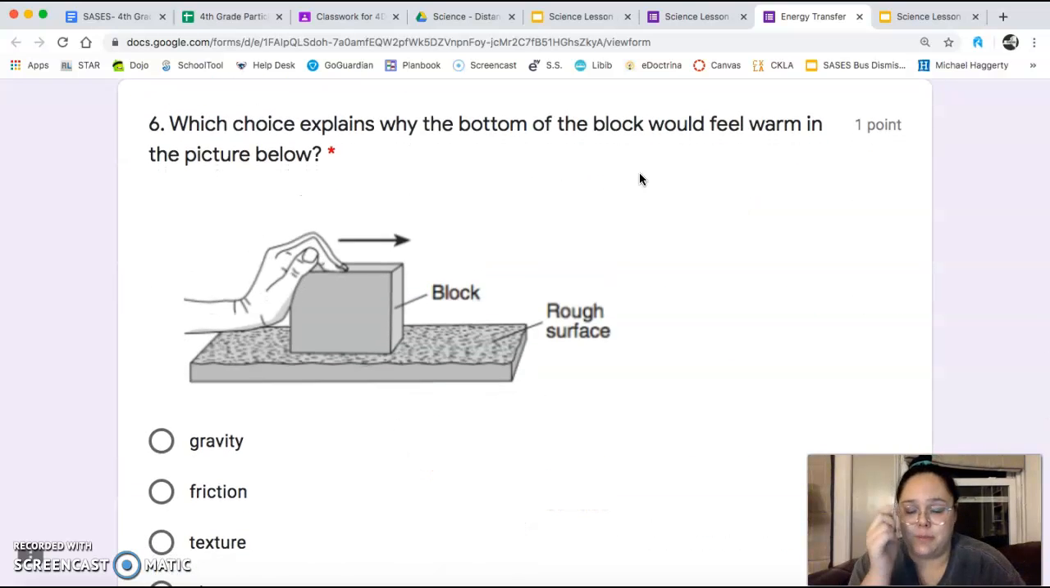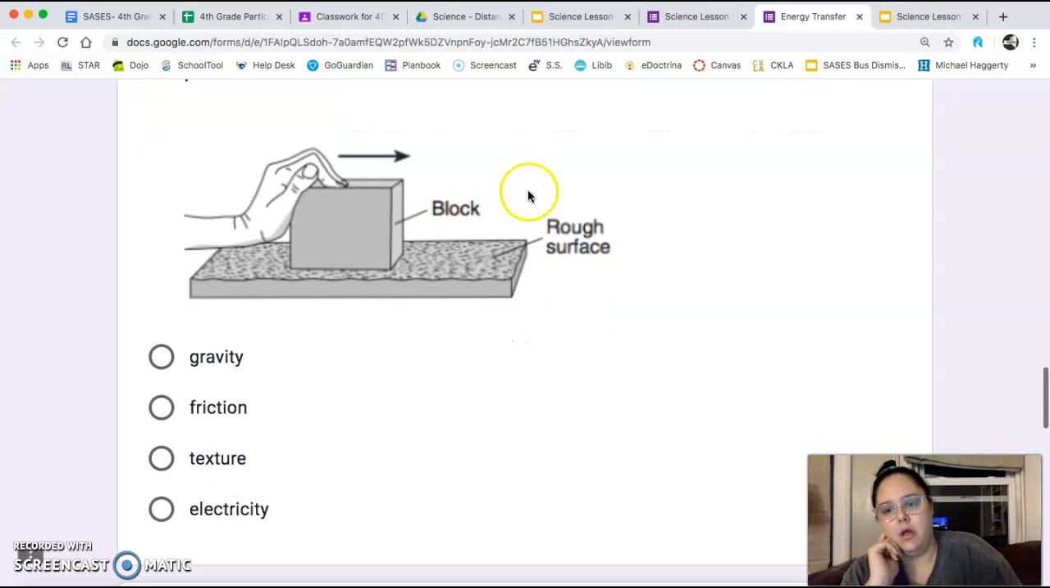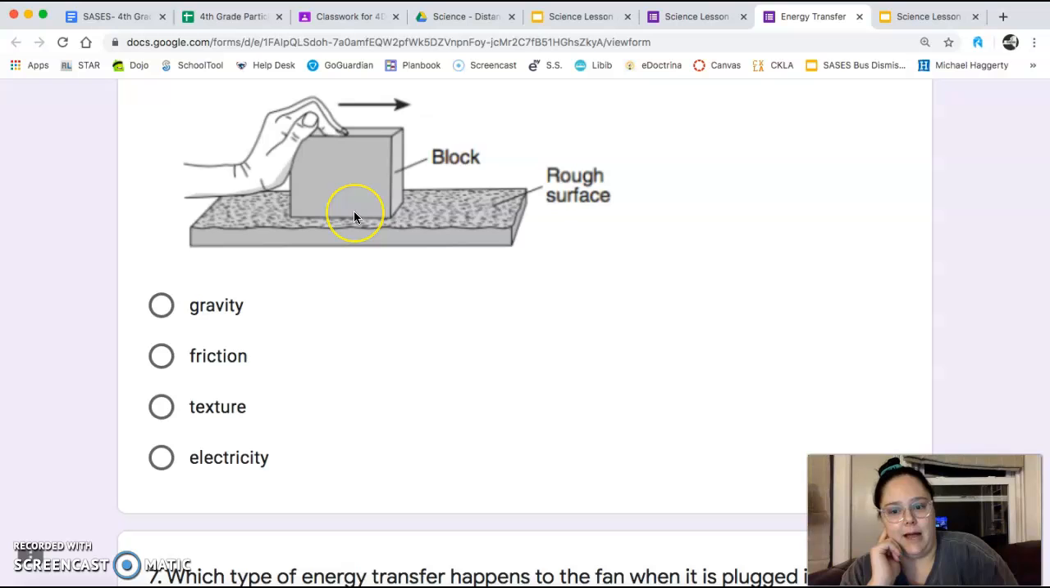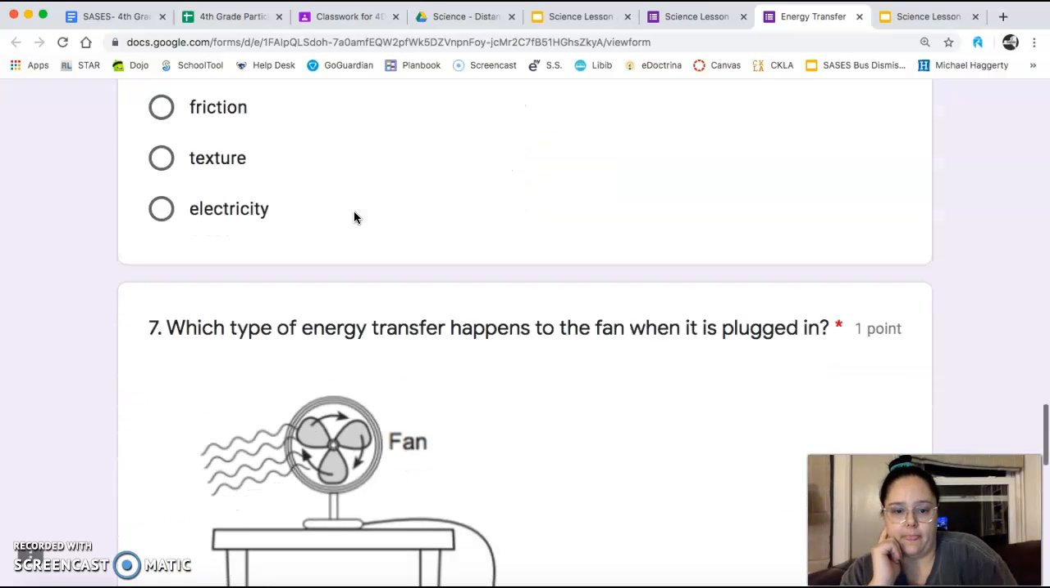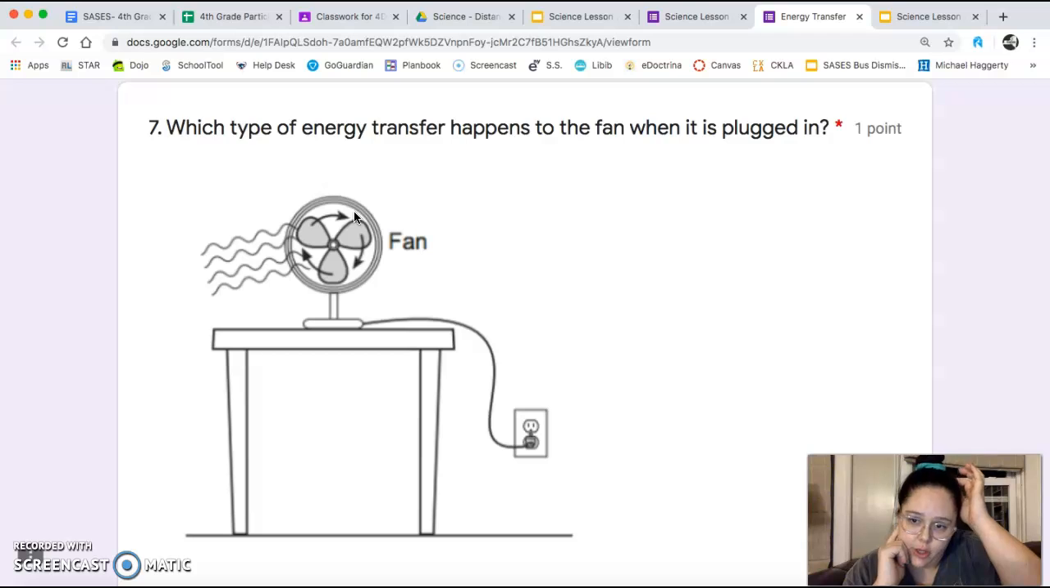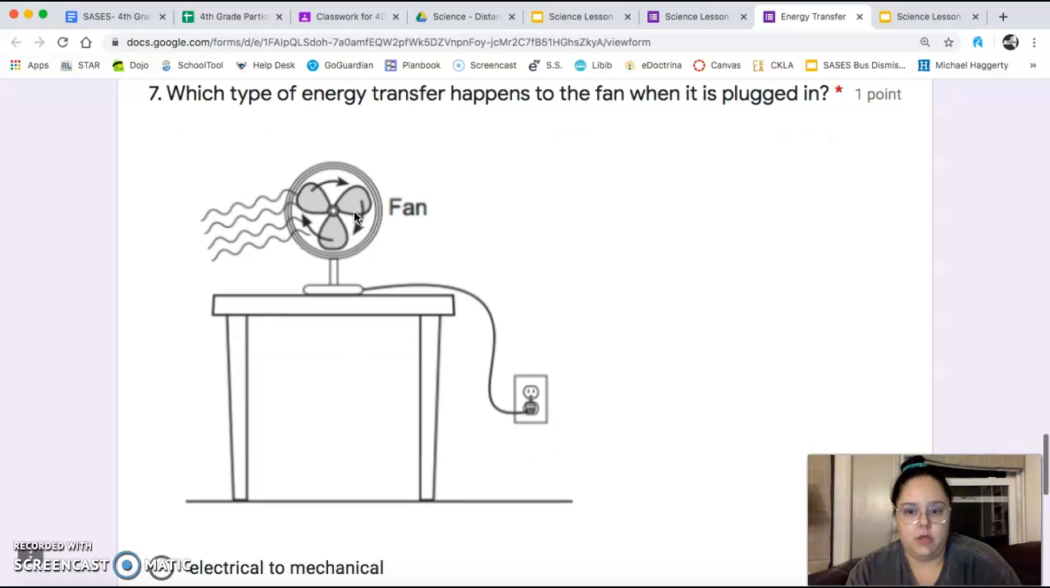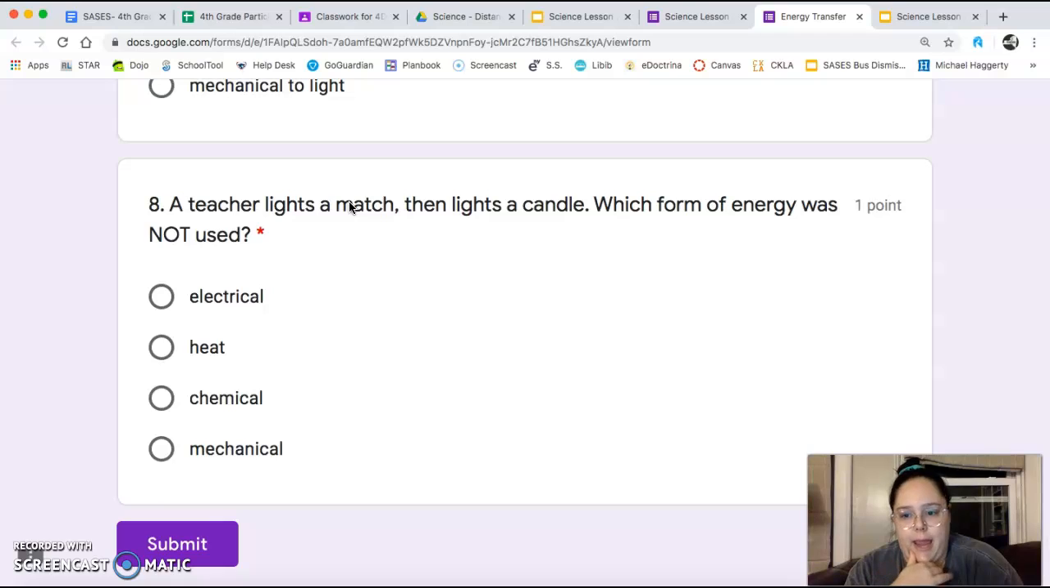Number 6, which choice explains why the bottom of the block would feel warm in the picture below? So they are rubbing the block against the surface. Which one explains why that block is going to be warm? Number 7, you've got another picture. Which type of energy transfer happens to the fan when it is plugged in? So you plug it in, what happens? And number 8, a teacher lights a match, then lights a candle. Which form of energy was not used? Again, careful with that not.